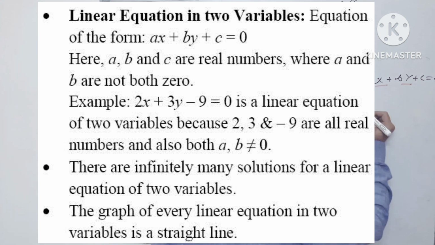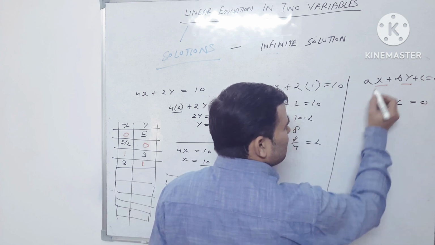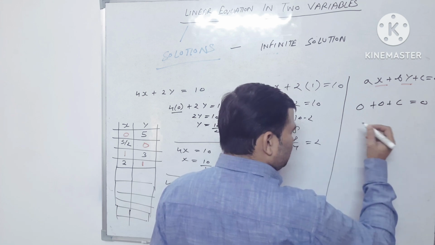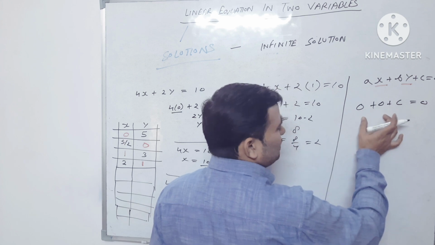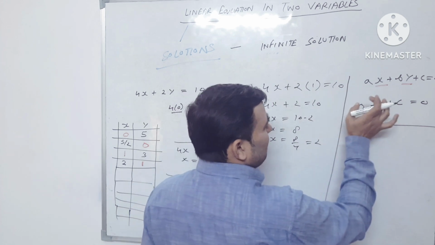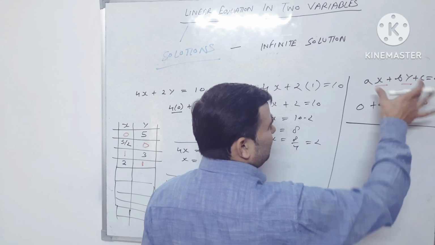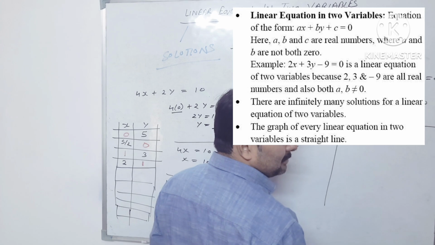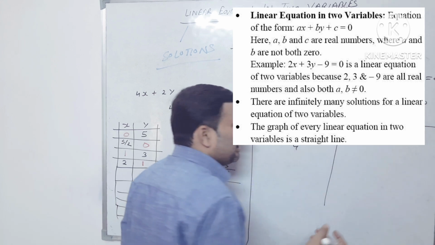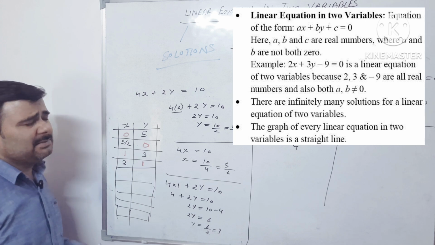Suppose they both become 0, then we have only the constant term, that will be c. Suppose this term is 0 and this term is 0, then we have only the constant term. That means this is not the right situation for a linear equation. So it is clearly understood that a, b and c will be real numbers, and a and b both cannot be 0. Either a will be 0 or b will be 0. One term can be missing, so we can assume one term is 0 and the second term is available here.